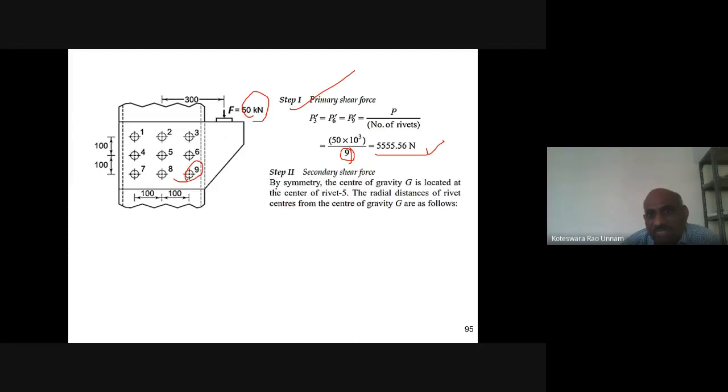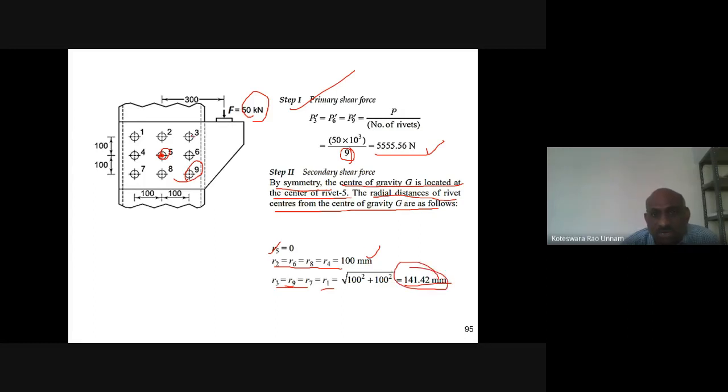Then the secondary shear force. By symmetry, the center of gravity is located at the center of rivet 5, like I already told you. The radial distances of rivet centers from the center of gravity are as follows. Only for rivet 5 it is 0. For 2, 6, 8, 4 it is 100 mm. For 1, 3, 7, 9 it is 141.42 mm. Since this distance is maximum, only these 4 rivets, rivet number 3, 9, 7, 1, are subjected to the maximum secondary shear force. So I can ignore the other rivets to compute the secondary shear force.